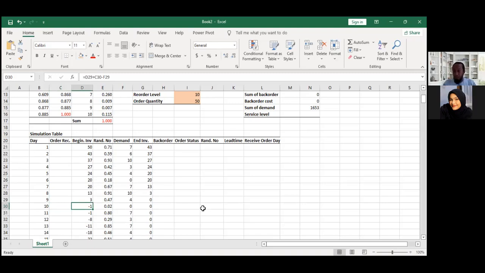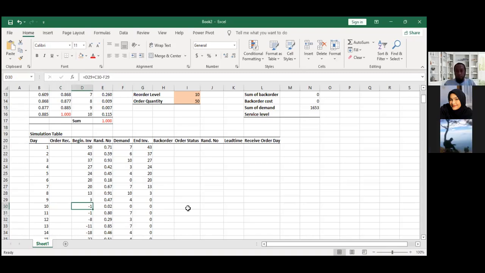In lost sales, it will be different. In lost sales, we need to have an IF function like this, because we want to avoid negative values. But here we have a back order case, so we just leave it when the inventory has a negative value.